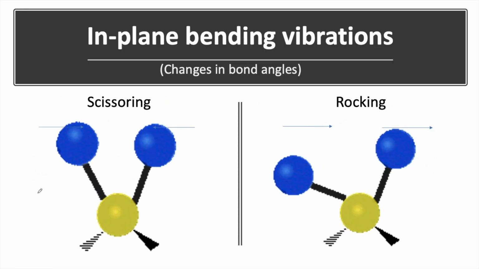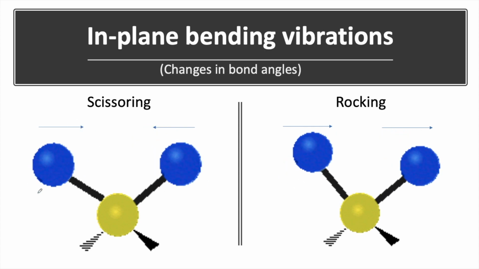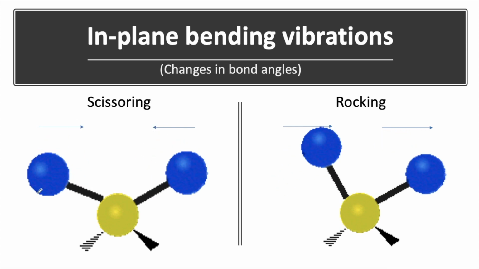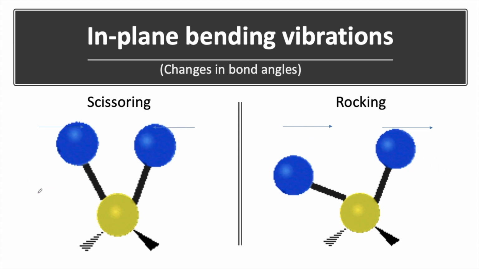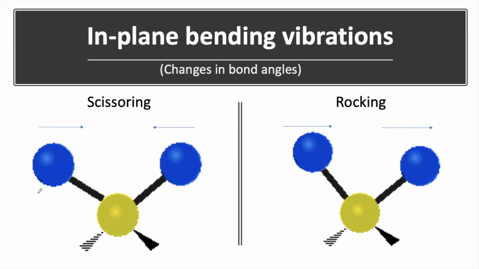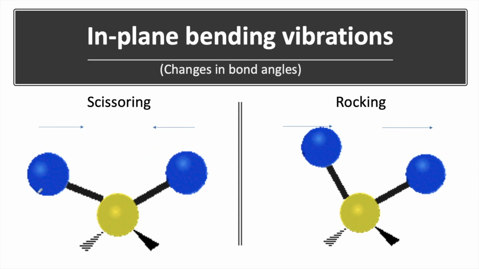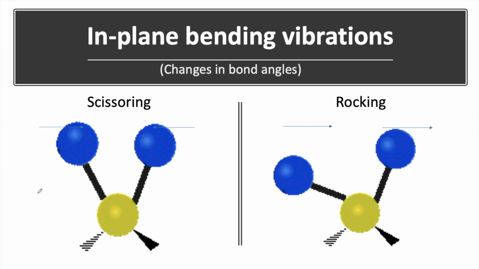In-plane bending vibrations. As the name denotes, in these vibrations, both the atoms are going to vibrate in plane with respect to the central atom. During these vibrations, changes in the bond angles as well as the bond axis are noticed. In-plane bending vibrations are of two types, scissoring and rocking.